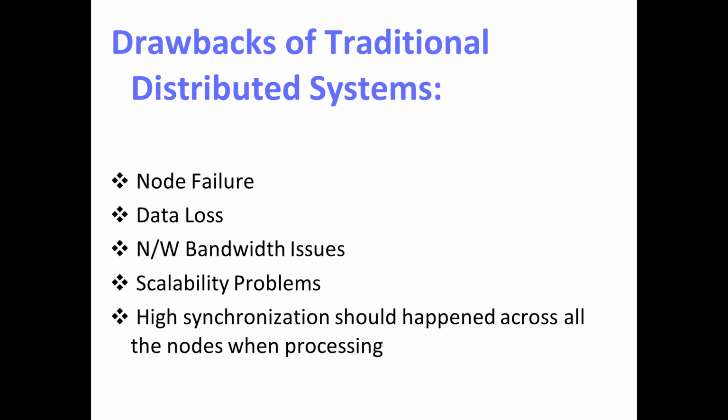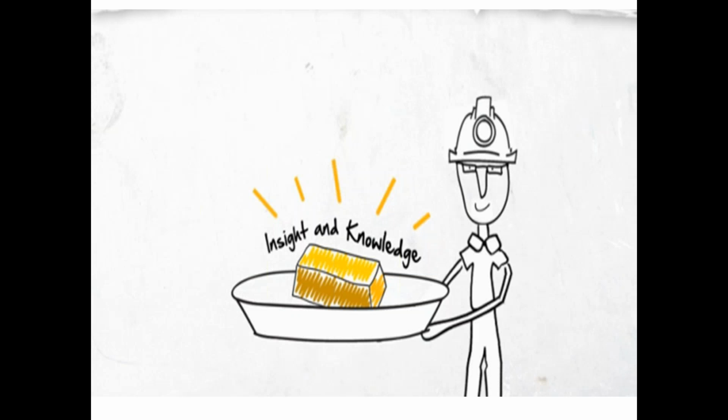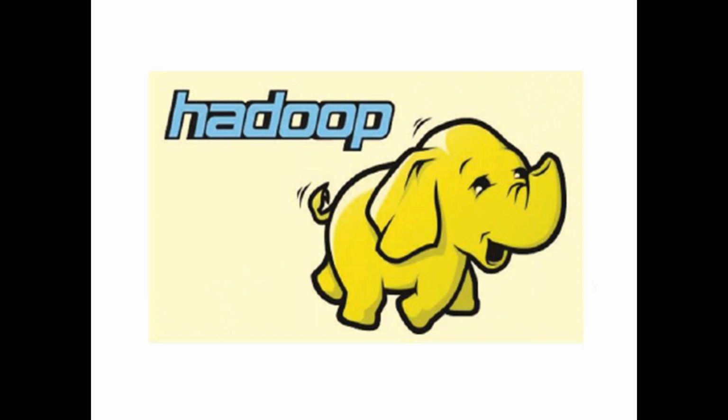So node failures we cannot handle, and that was the drawback with the traditional distributed system. Even the data can be lost at any point of time. If my node fails, whichever data is present in that particular node will be lost. There are also network bandwidth issues and scalability problems. Take the example of Oracle DB itself, it can scale up to 250 nodes, not past that. And high synchronization must happen across all the nodes whenever we process data in the traditional distributed systems. So to handle such issues, we have Hadoop in the market.